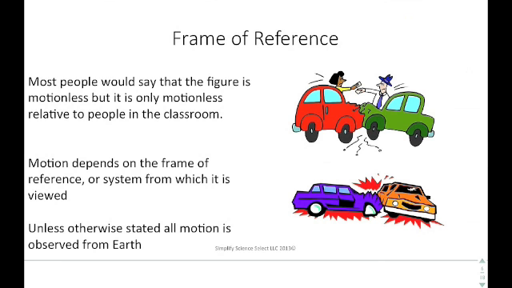Your frame of reference is where you observe motion from. For example, most people would say that the figure was motionless in the previous example. But really, it's only motionless relative to you or to the Earth. In actuality, motion depends on where you are observing the motion from. If you were sitting perfectly still watching this video and I was observing you from the moon, you would appear to be going very, very quickly because the Earth travels at incredible speed around the sun. So motion depends on the frame of reference, or where the system is being viewed from. Unless otherwise stated, it is assumed that all motion is observed from Earth.